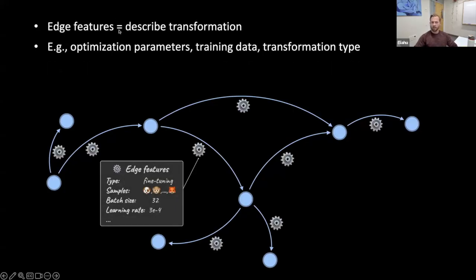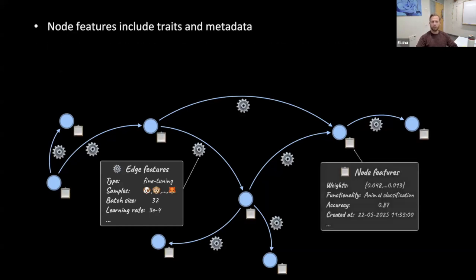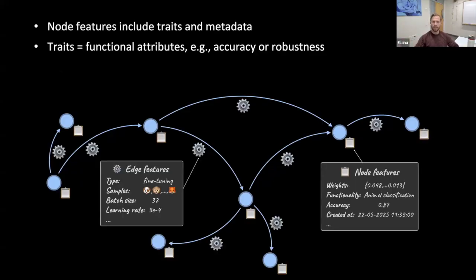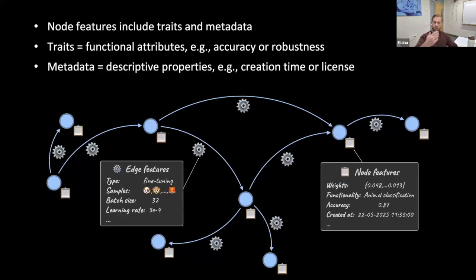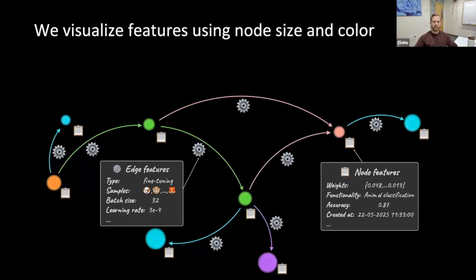And then we'll have edge features, which describe the transformation. So for each edge, we can attach things like the type of optimization, the samples themselves, what the batch size is, and all of the hyperparameters. And we'll have node features, which I like to divide into traits and metadata. Traits are functional attributes, things like the accuracy or robustness of the model, and in general, everything the model has learned, maybe the interpretability of the model, stuff like that. The metadata are descriptive properties, things like the creation time, the license, number of downloads, etc.